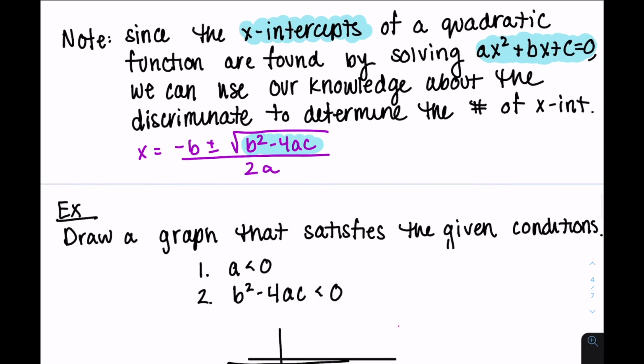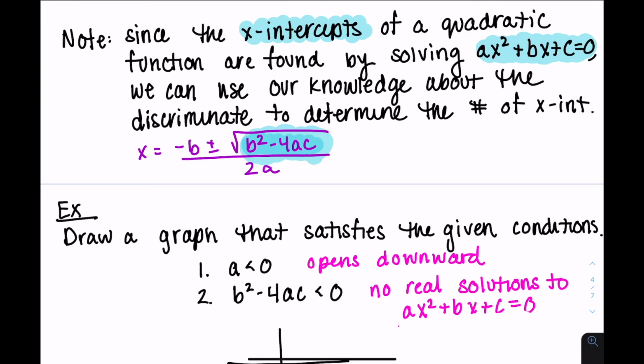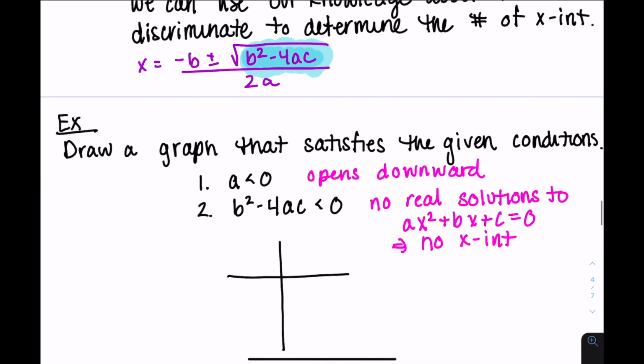So let's look at an example. Let's draw a graph that satisfies the given conditions. We're told that the value of a for the quadratic function is less than 0, and that the discriminant b squared minus 4ac is strictly less than 0. Because a is less than 0, we know it's going to open downward, and because the discriminant is negative, this value under here would be the square root of a negative number, so you have no real solutions to this equaling 0. Because of that, you have no x-intercept. So I need a parabola that opens downward and has no x-intercepts.